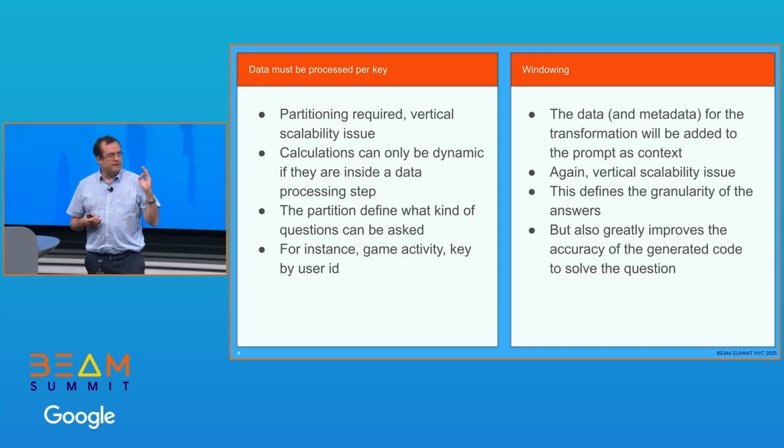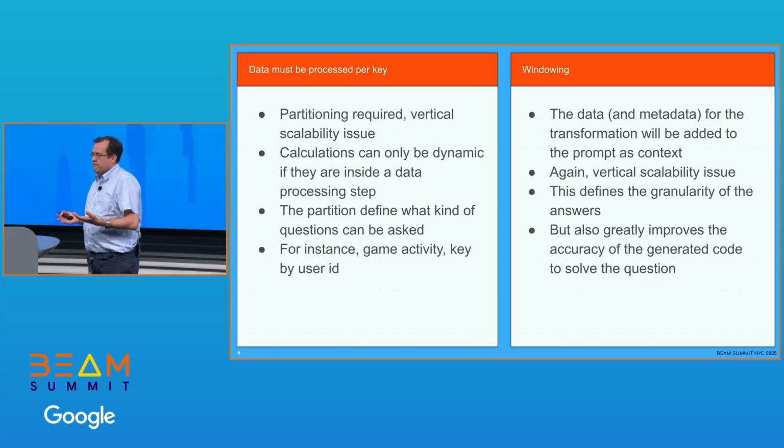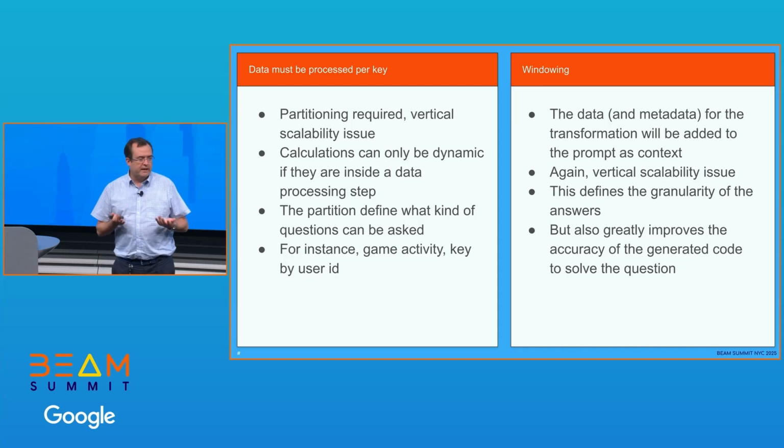So we're going to be applying the transformation per key, and each one of the keys should be small enough. Now, this key for the data processing defines the partitioning for our calculation. For instance, in the example that is in the repo that I will be sharing at the end, we are having some game activity, and the only kind of questions that we can answer dynamically are questions that are referred to or partitioned by user ID.